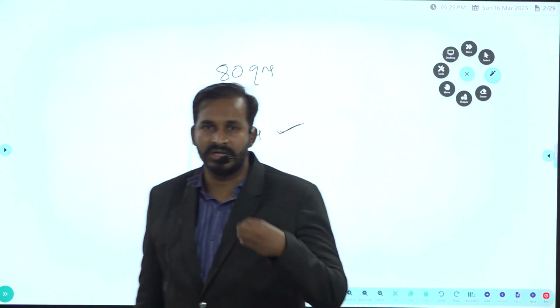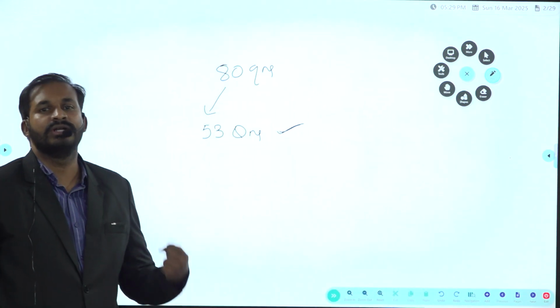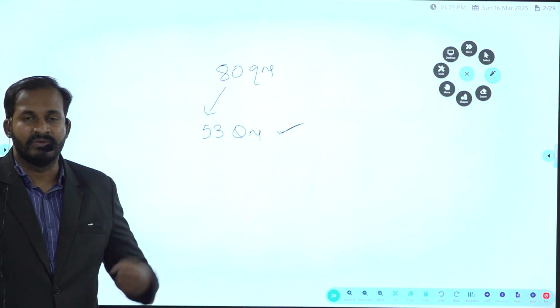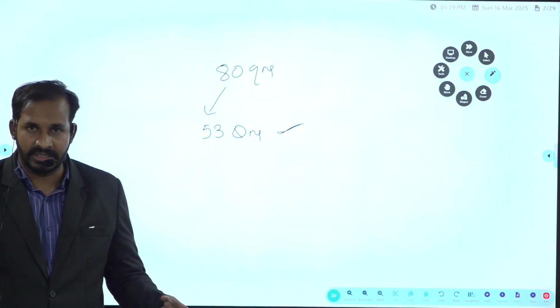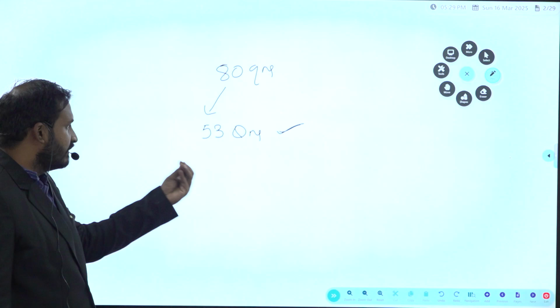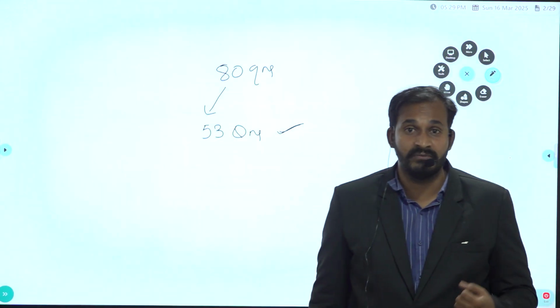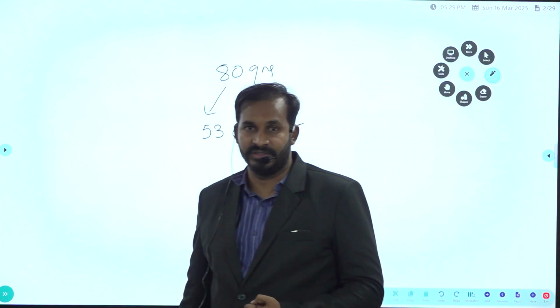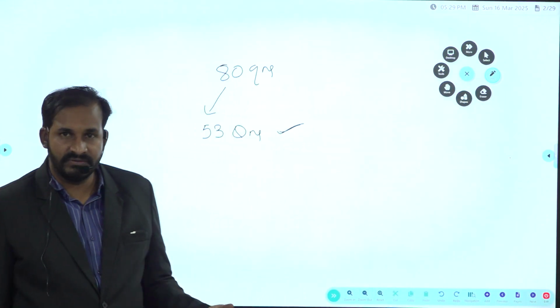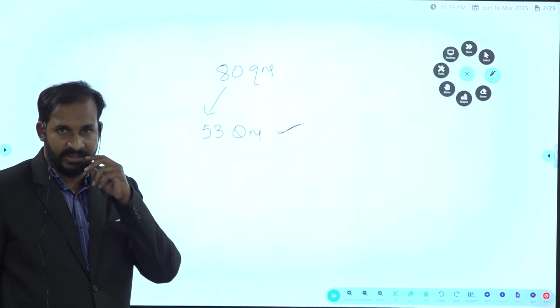Why? Because to clear the paper, definitely you need to attempt these questions. Whether you are from a math background or non-math background, it doesn't matter. Definitely you need to attempt a minimum of around 30 questions from these 53 questions. Then only it will be easy for you to solve the CSAT paper.